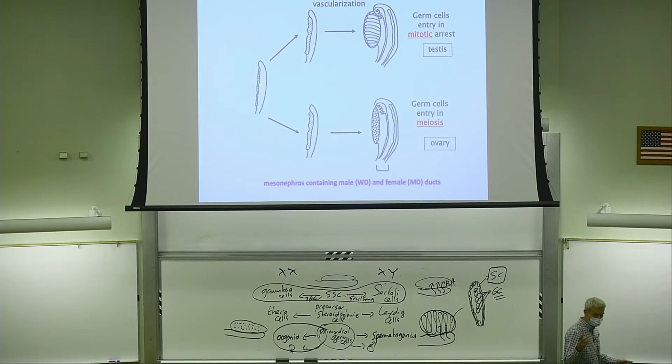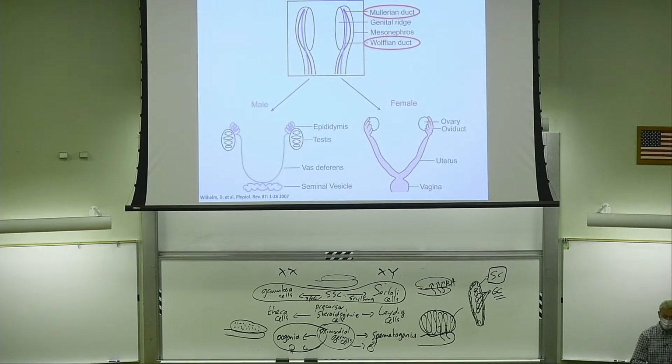So something needs to happen. That is secondary or phenotypic sex differentiation. The female duct is called the Müllerian duct. It's in the mesonephros. The male duct is called the Wolffian duct.